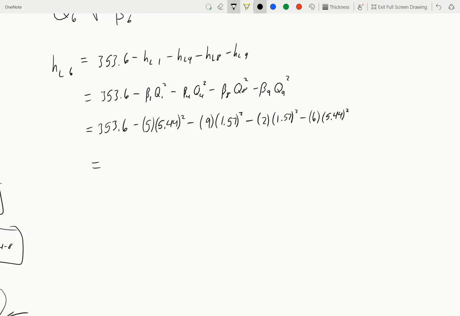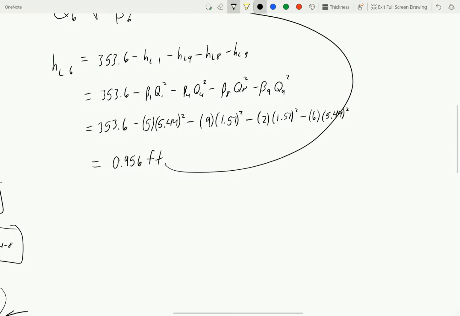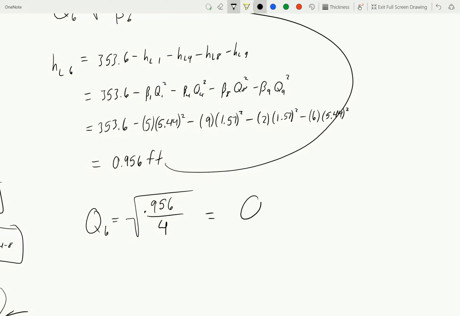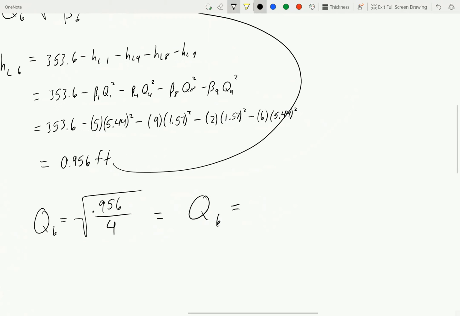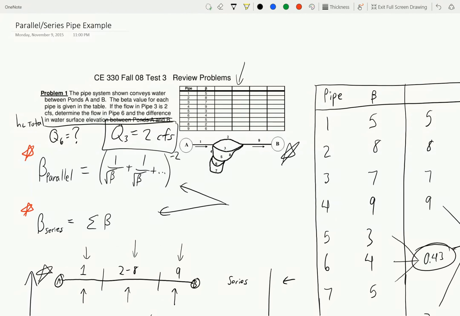And finally, if we do all this math, we get the head loss of 6 to be 0.956 feet. And then we can plug this into our equation up here. So we get Q6 is equal to the square root of 0.956 over beta 6, which is 4. Finally, we get our answer of Q6 to be 0.489 CFS.